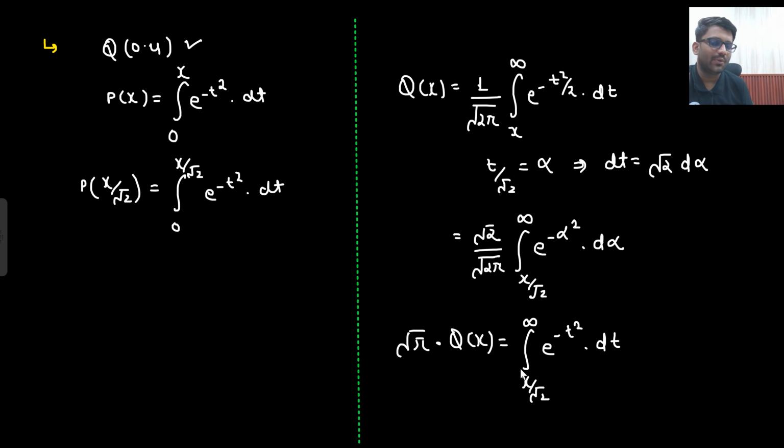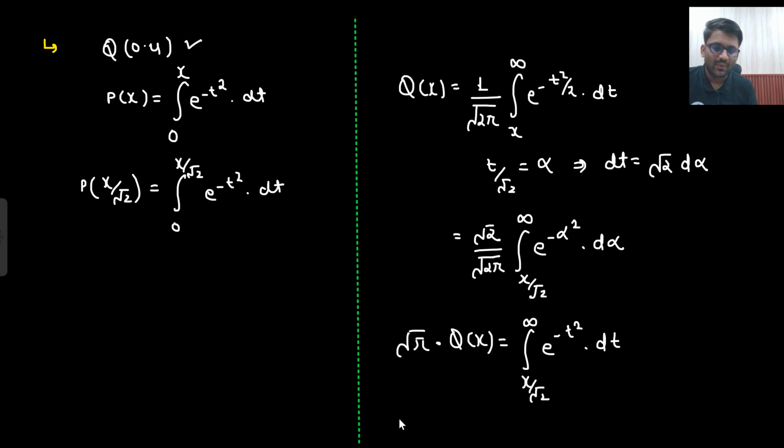So here x by under root 2 is there, so I try to relate. How did I try to relate? Here I put x by under root 2, or what you could have put here? Under root 2x you could have put here. Basically in place of x you could have put under root 2x. If you don't want to follow this process, now let's follow this process only.